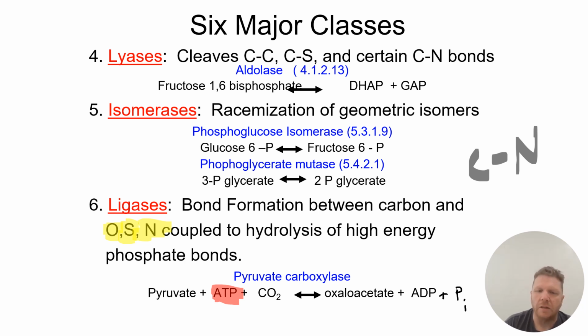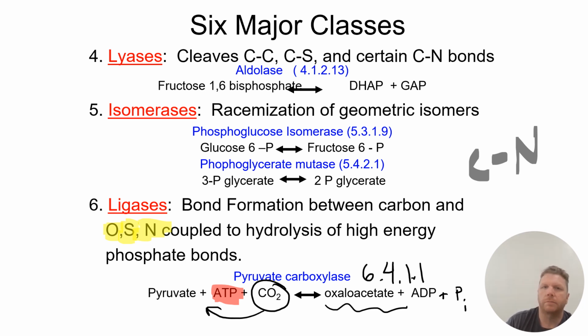Now, what this specific enzyme is going to do is take pyruvate, ATP, and CO2, and add this CO2 onto pyruvate to make oxaloacetate. That oxaloacetate is one carbon longer than pyruvate. This is a carbon-carbon bond that's produced. All of this is because of this enzyme harnessing the energy of ATP hydrolysis. The enzyme pyruvate carboxylase does this. This has an EC number of 6.4.1.1.